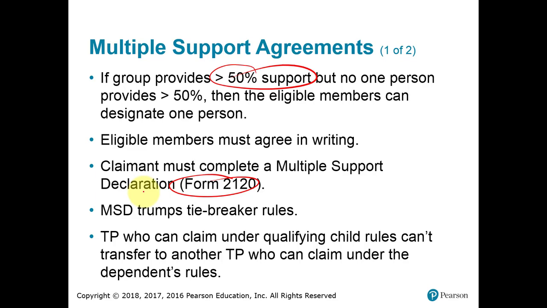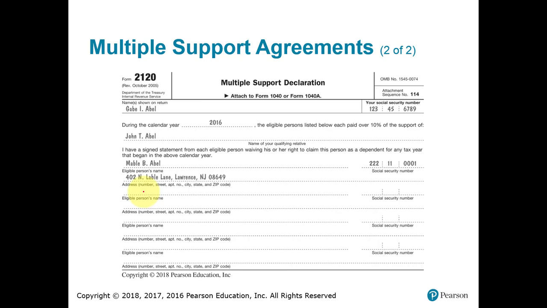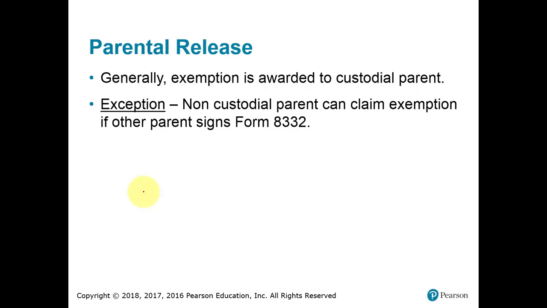I believe whoever claims has to pay at least 10%. Here's the form to give up that right to other people to claim the exemption, for whenever no one person claims can pay more than 50% of the support. And if again a custodial parent has the right to claim a dependent, a child, and they want to give that to the non-custodial parent, this form has to be provided to the non-custodial parent.